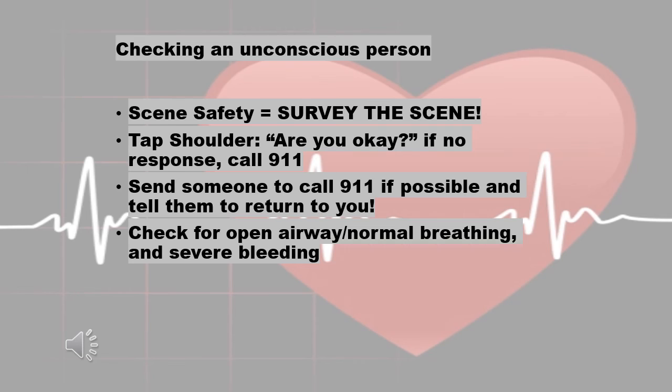So again, in review, when you're checking an unconscious person, make sure you survey the scene. It's for scene safety, to determine the number of victims, to determine what you might need on the scene. And number one is, again, your safety. If you approach a scene and it's not safe, you could injure yourself. Once you determine that the scene is safe, within 10 seconds, make sure you tap the shoulder of an adult or child and say, "Are you okay?"